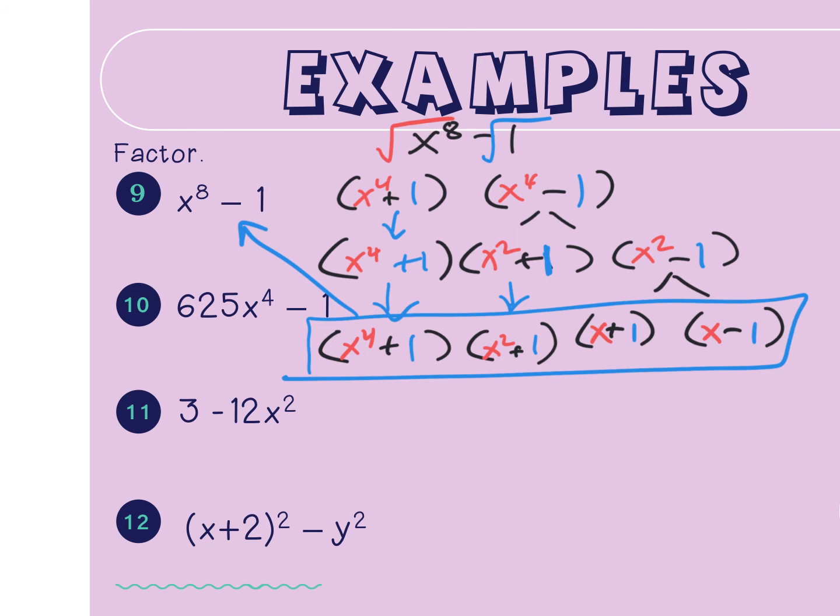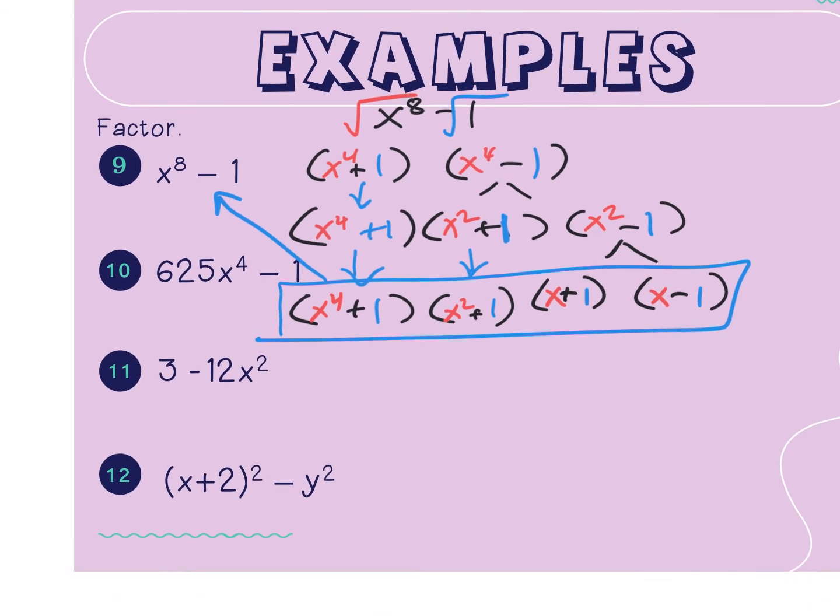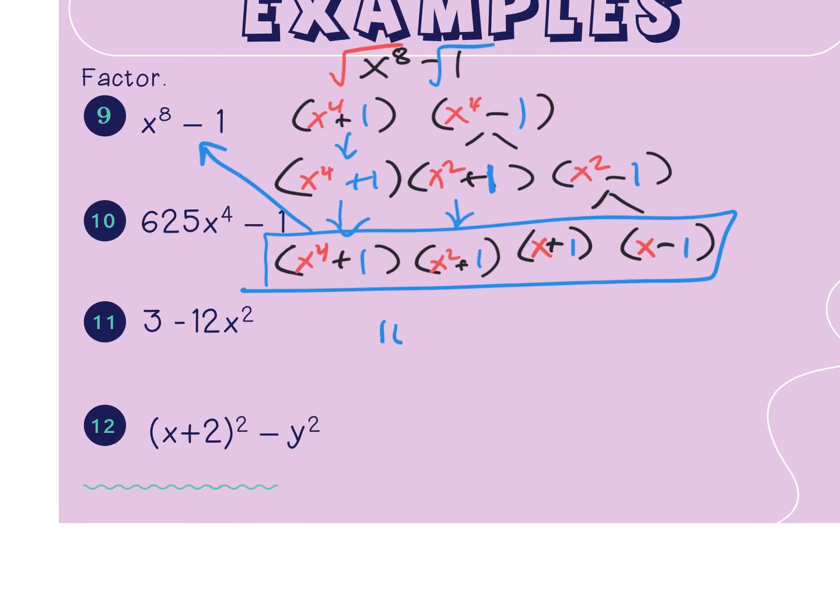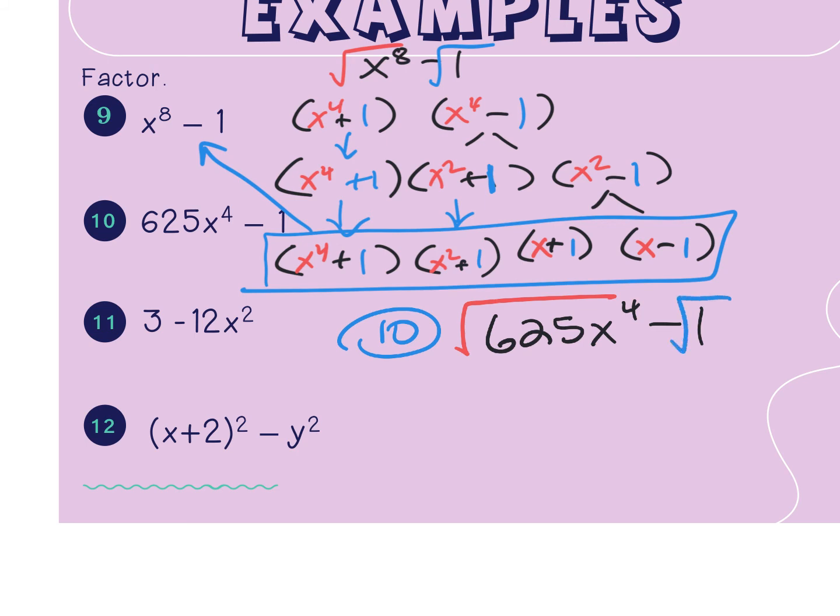But it's a perfect square. And again, we're not using calculators yet, not for a long time. So let me write number 10 here. So for number 10, 625x to the 4th minus 1, the difference of two squares. So I'm going to square root this and square root this. The square root of 625 is 25. 25 times 25 is 625. So it's 25x squared. And then the square root of 1 is 1. 1 gets a plus sign, 1 gets a minus.